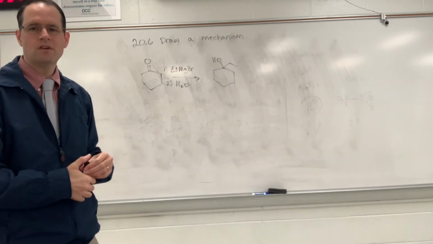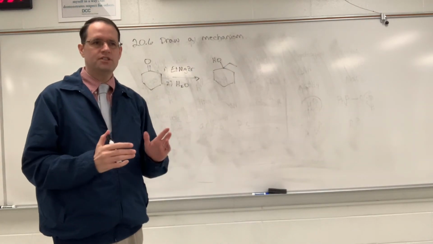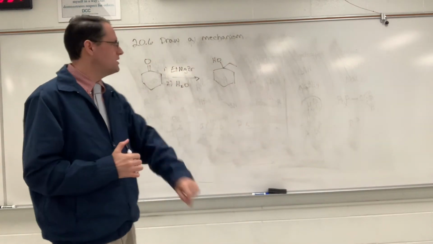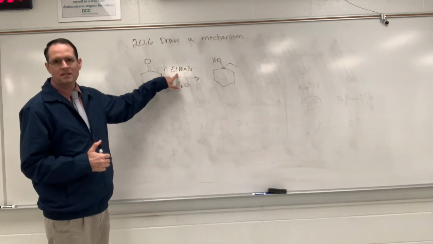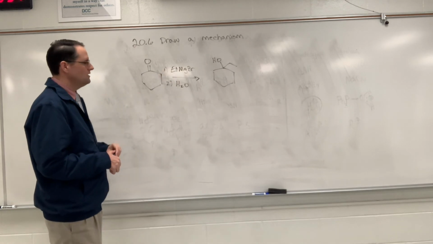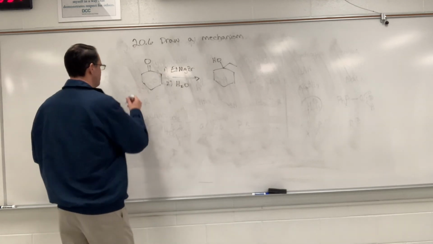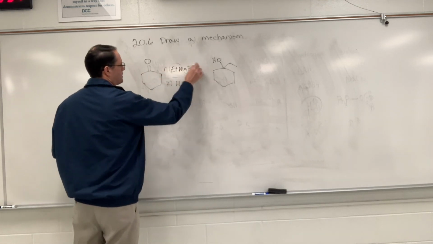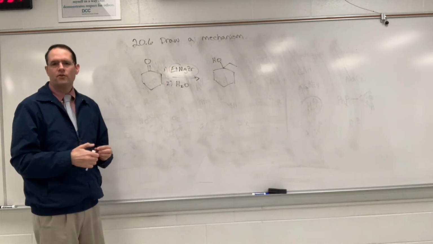Okay, so this is a mechanism problem, so that means we need to draw all the curly arrows or curved arrows. We want to indicate all the formal charges on each separate intermediate. This is a basic nucleophile. We have a carbanion, which is extremely basic. Okay, so in the first step, we're going to attack. We need to draw out the carbon atoms. We need to draw out the formal charge.